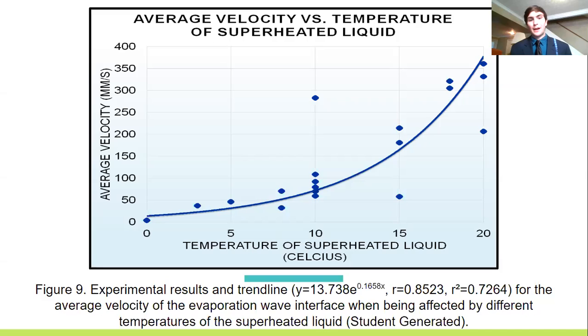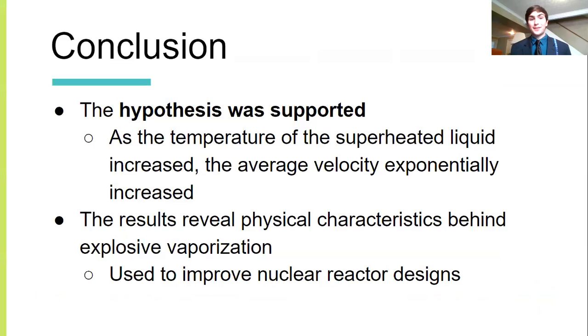I did actually have some outliers, as you can see from the 10 degrees Celsius and the 15 degrees Celsius, but the results of my findings actually show to be highly correlated, because it had a 0.7264 R squared value, so it's very correlated to the exponential graph. And this shows that my hypothesis was supported, where as the temperature of the superheated liquid increased, the average velocity exponentially increased as well. Initially, I did say that it was going to increase, but I didn't know it actually increased exponentially, and that's something I found through this research.